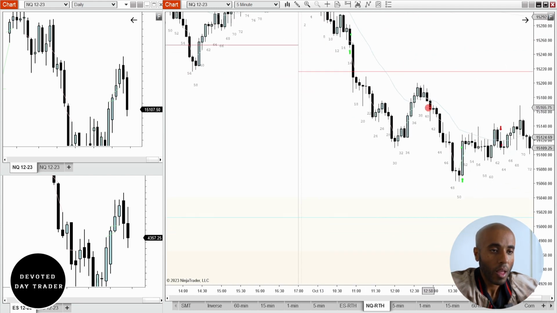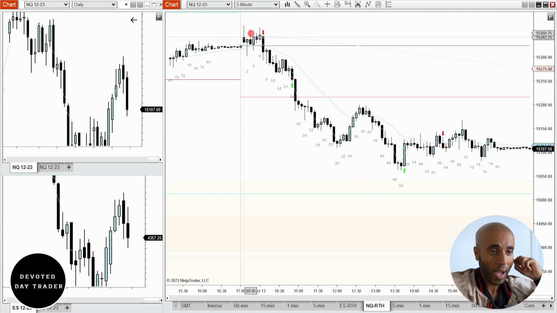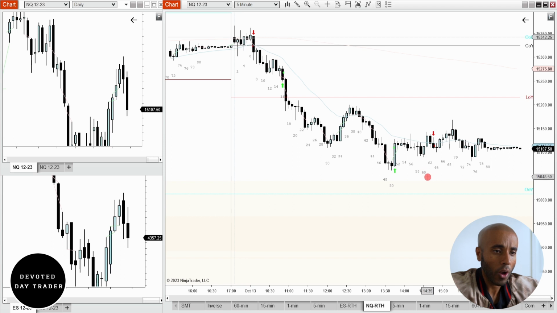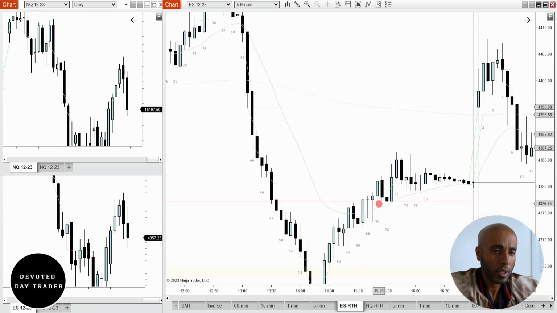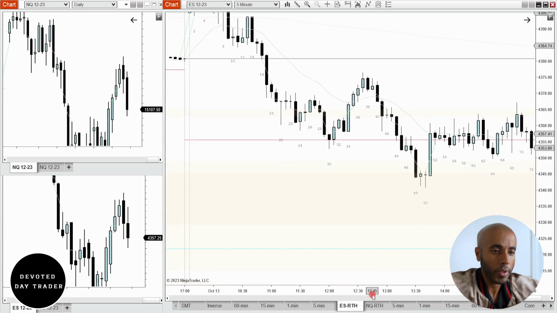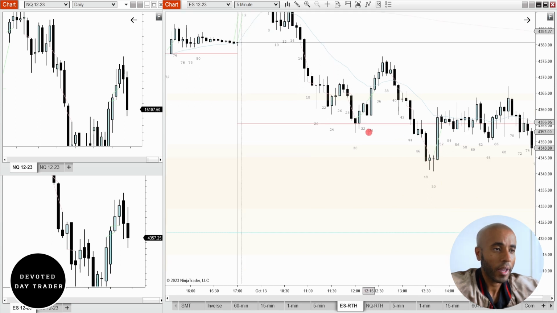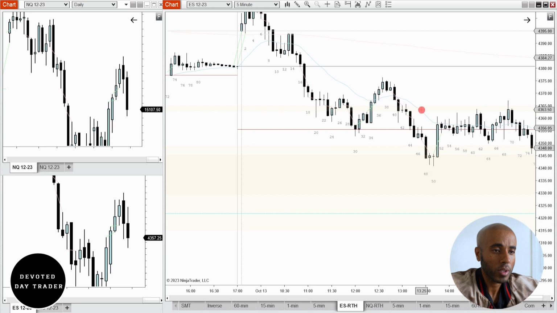And at the end of the day, this is how I caught the top of the market, and at the bottom, I went long here. The reason that I went long here is I was looking at ES, and ES traded into this level. In fact, I was looking at ES when it was trading here, and I didn't want to.